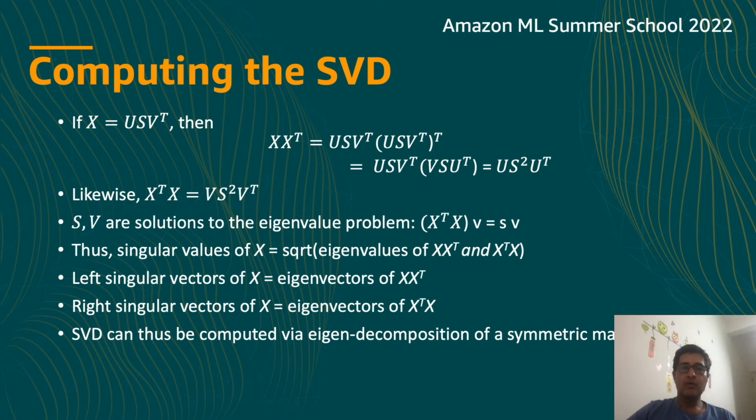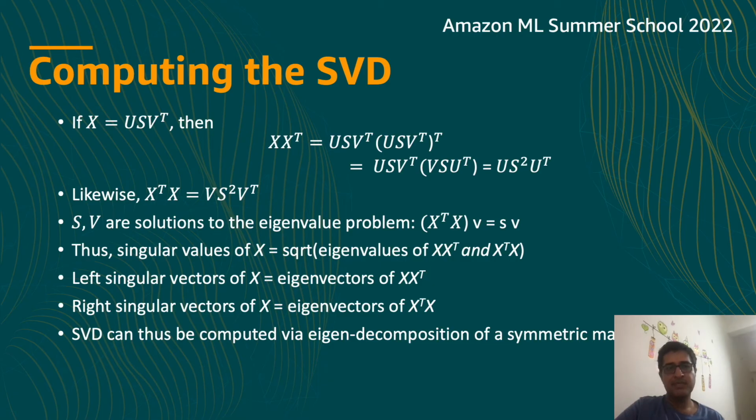Coming on to how you compute the SVD. What you have to realize is that the SVD computation, if you try to do it on the basis of the original definition itself, can get a little convoluted. But if you realize the structure, for a given matrix X, X times X transpose turns out to be U times S square times U transpose. Similarly, X transpose times X becomes V S square times V transpose.